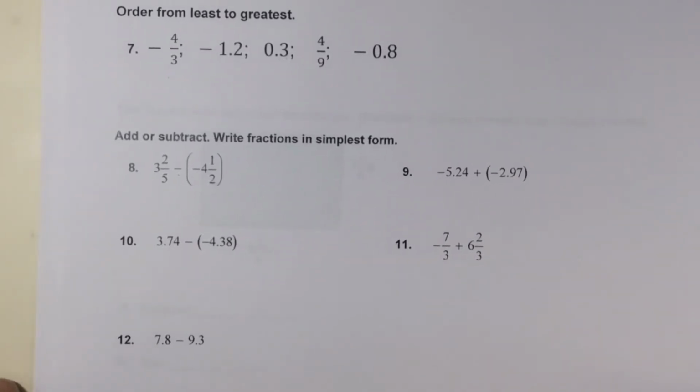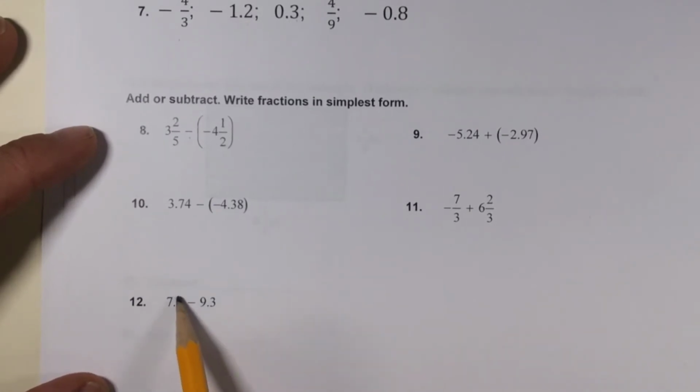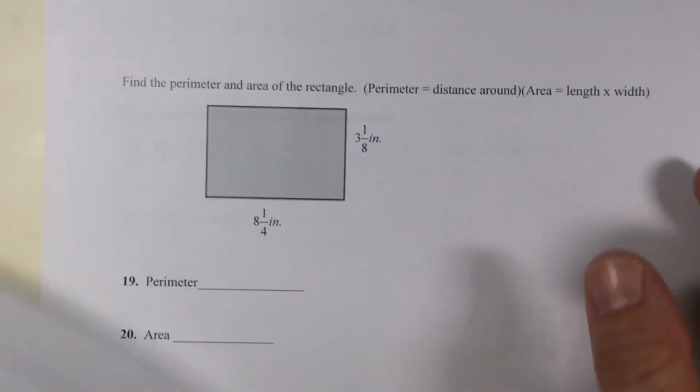And for number 12, you've got 7.8 minus 9.3. Remember, this is different sign subtract. You've got a positive and a negative. So you subtract the number parts, keep the sign of the number with the larger absolute value, which I'm not going to tell you what it is, but I will tell you it's not positive.